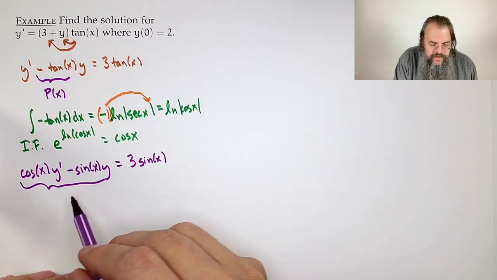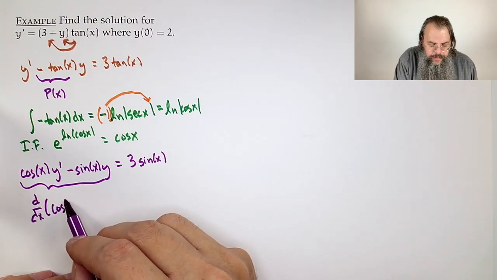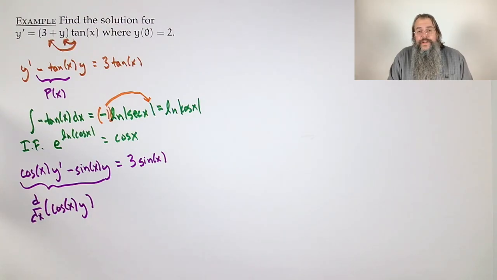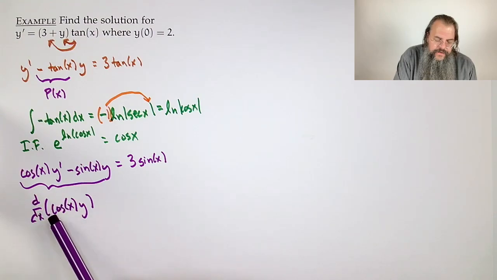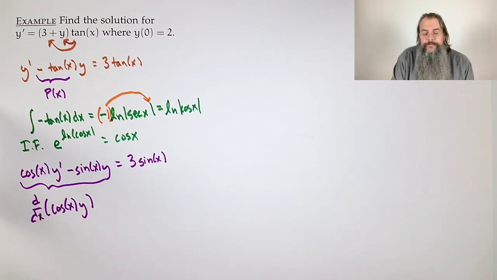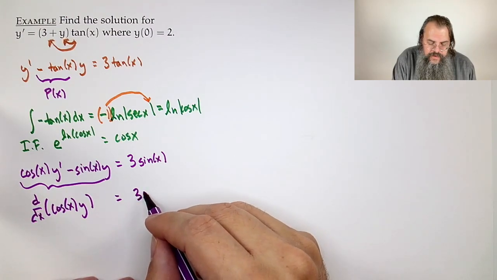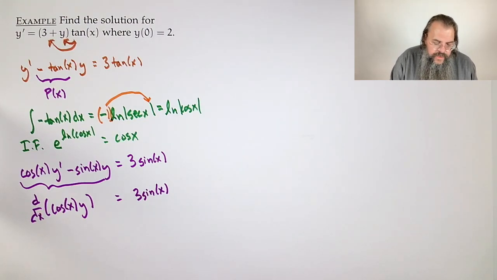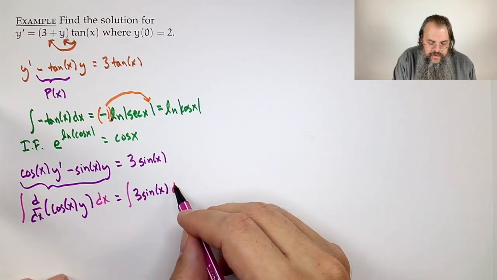And this first piece, by design, and that's really the whole point here, is a nice derivative. It's the derivative of cosine times y. You can check it, right? It's cosine times the derivative of y, plus the derivative of cosine, which is negative sine, times y. So that's equal to 3 sine of x. And now the next thing for us to do is to integrate. So we're going to integrate both sides and see what happens.